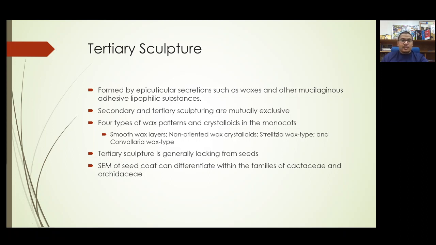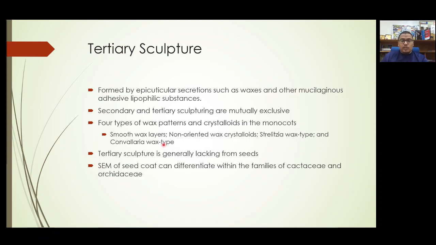So of course, secondary and tertiary sculpturing are mutually exclusive, as the presence of waxes would invariably mask the cuticle. The cuticle will be visible only if there are no wax deposits. In monocots, the orientation and pattern of epicuticular waxes, four types of wax patterns and crystalloids have been distinguished. These include smooth wax layers, non-oriented wax crystalloids, the Strelitzia wax type, and Convallaria wax type.